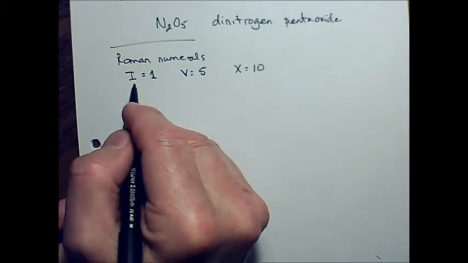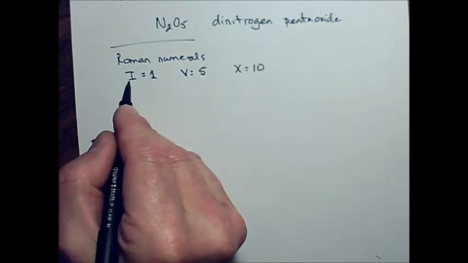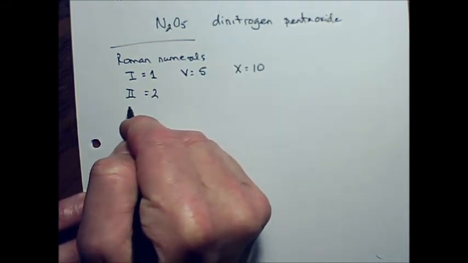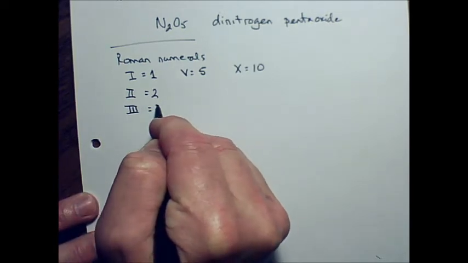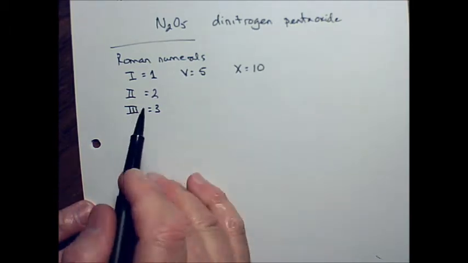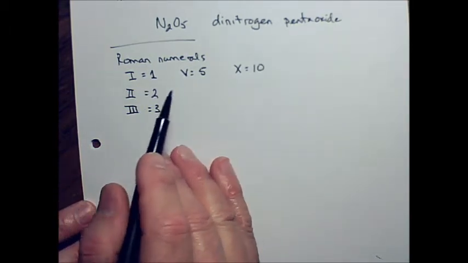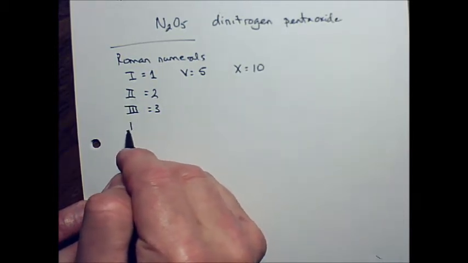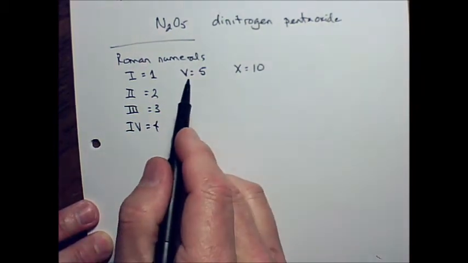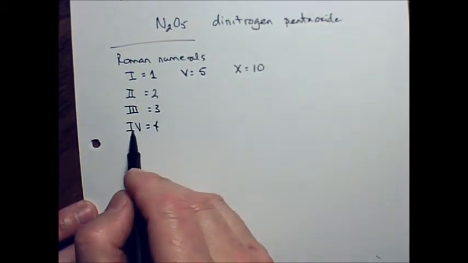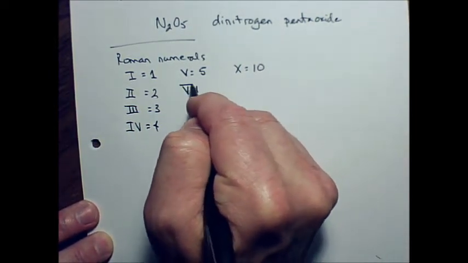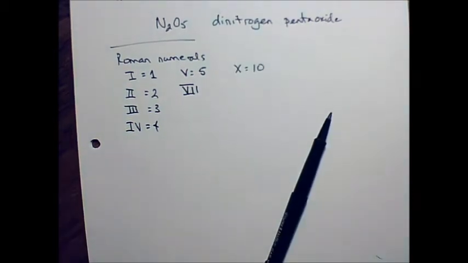So the way this works is up to 3 you keep adding I's together. So that makes II a 2 and III a 3. For a 4, we're going to subtract 1 from 5, and we're going to list the I in front of the 5. So I in front of the V gives us a 4. Then 5 is a V. After 5, we put the I's after the 5 to add them. VI, that'd be 6.